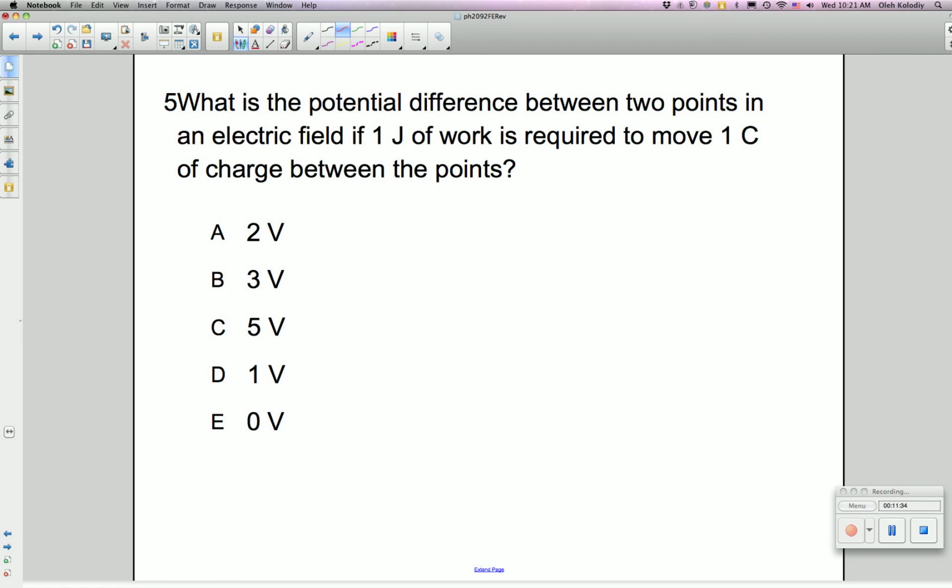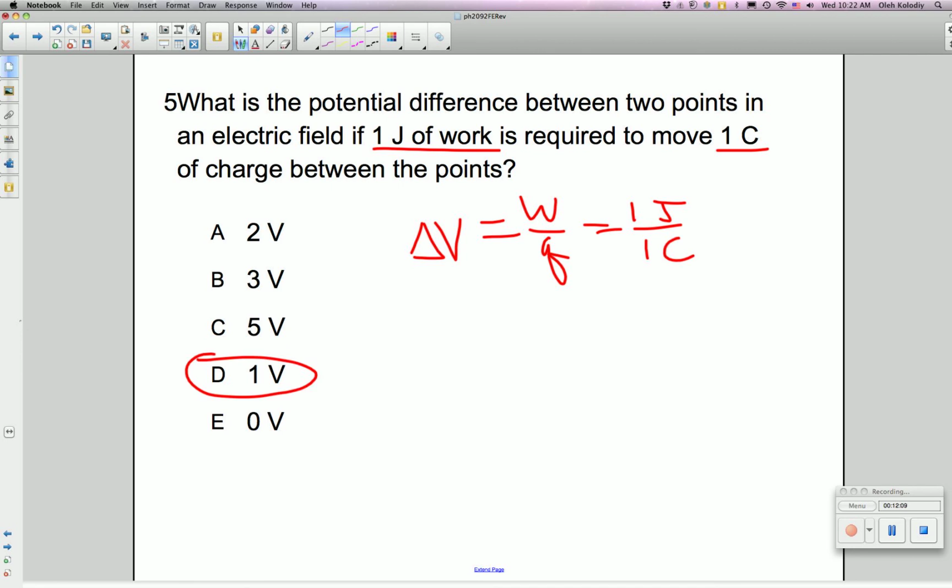As a final problem, we're going to use the fact that voltage is defined as the number of joules of work per coulomb we have to do. This is the definition of voltage. How many joules of work to move it from point A to point B. So what is the potential difference between 2 points in an electric field if 1 joule of work is required to move 1 coulomb of charge? That means we do just 1 joule in order to move 1 coulomb of charge. So it's 1 joule per coulomb, which is the answer.